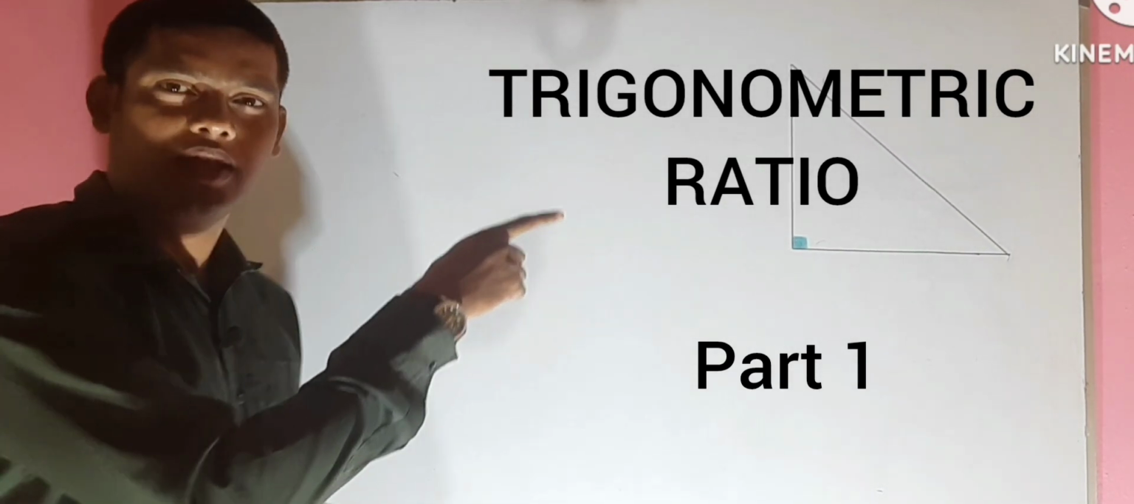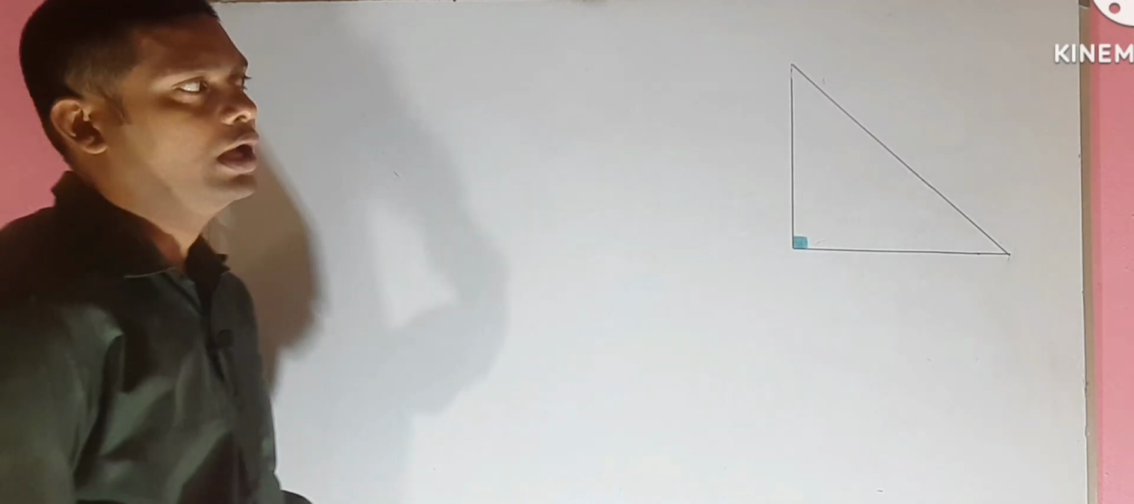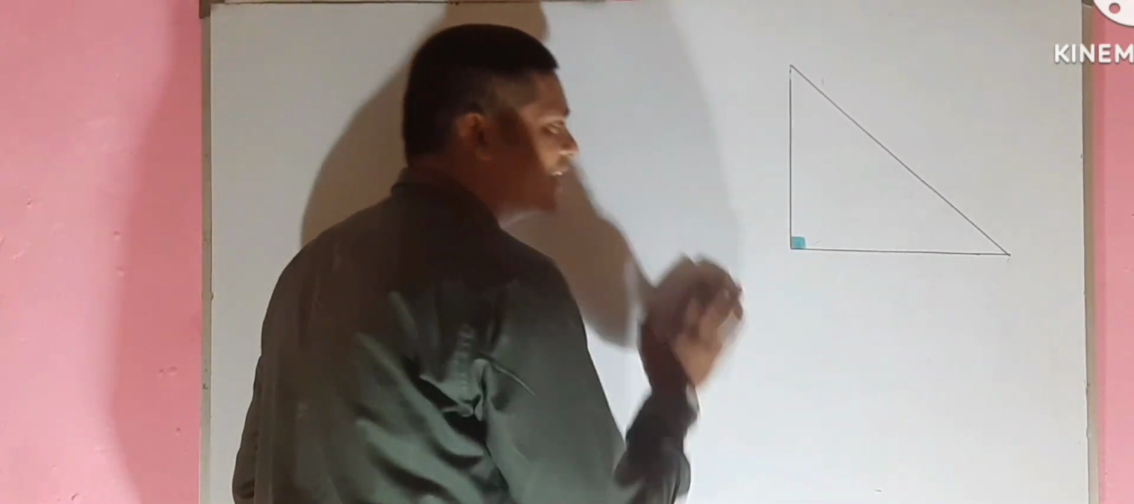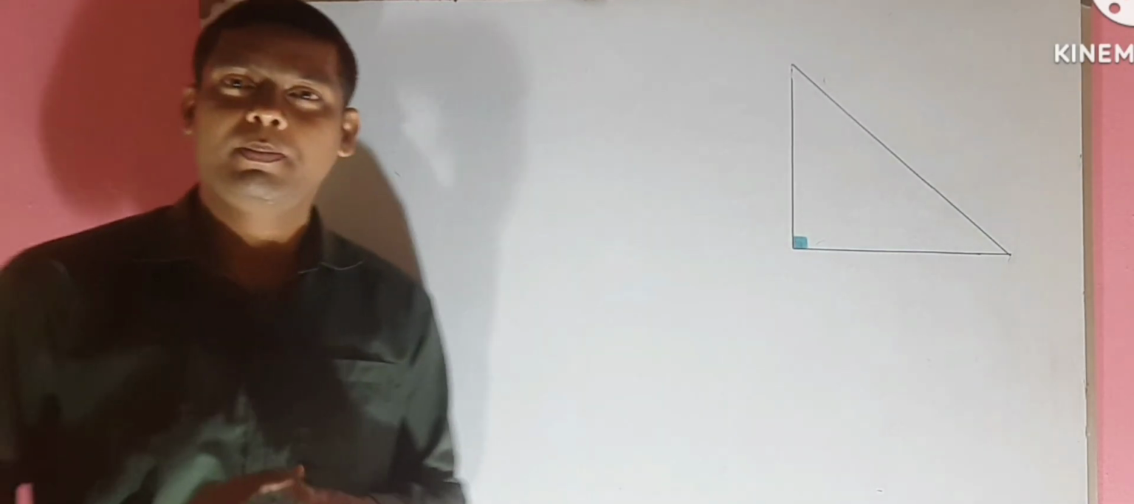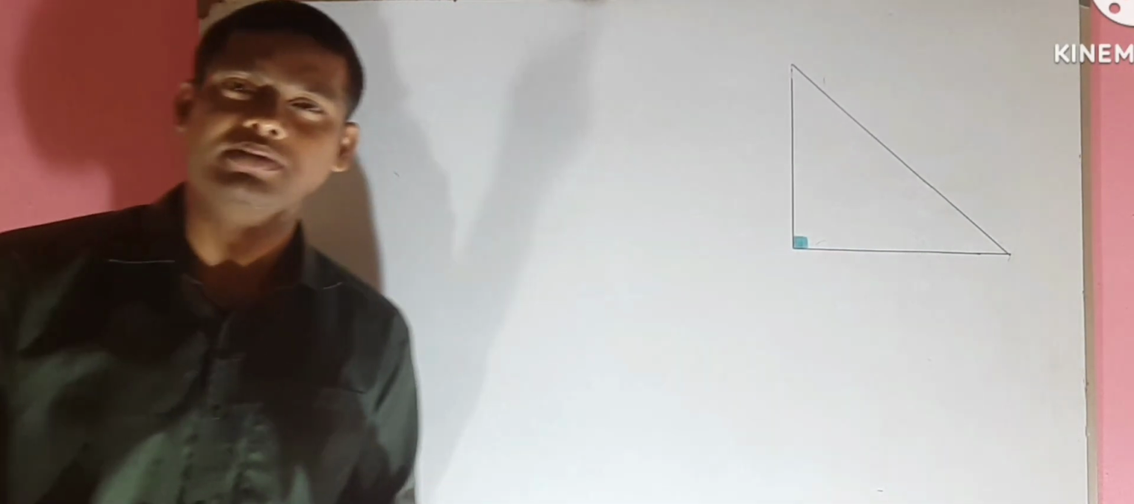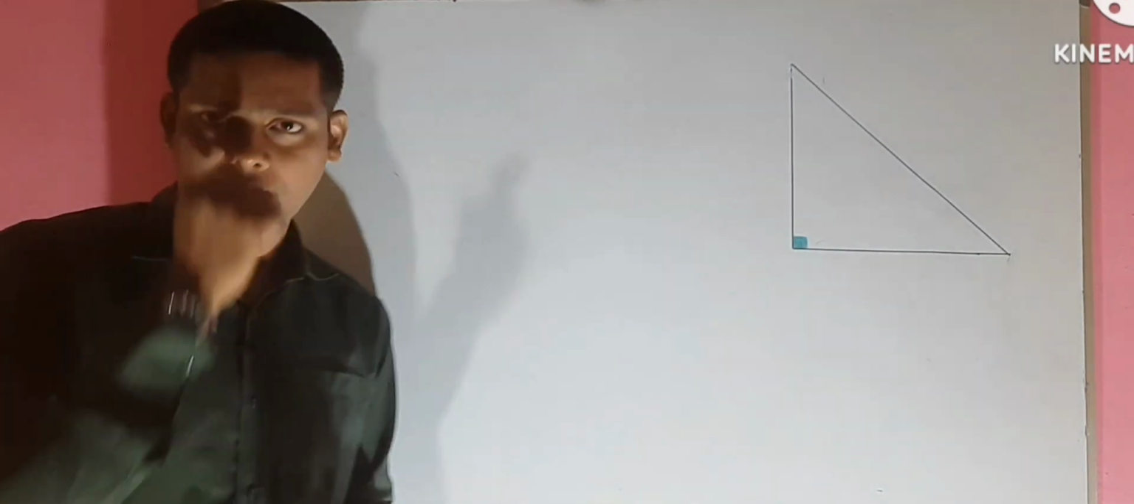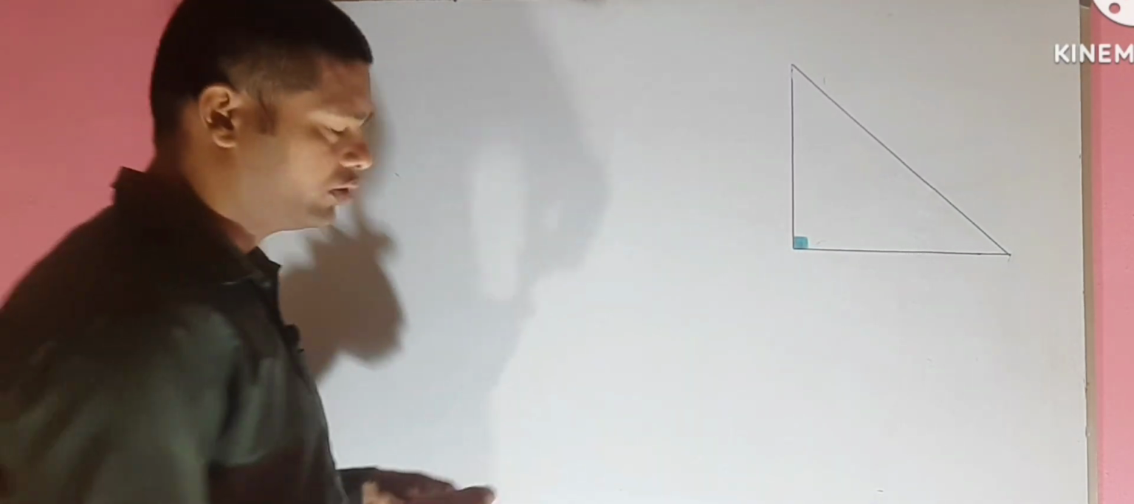We all know this is a right angle triangle. It has two legs, which means a base and a height. Sometimes they say base, sometimes they say height, sometimes they say two legs, and then there is the hypotenuse. So we have these sides.